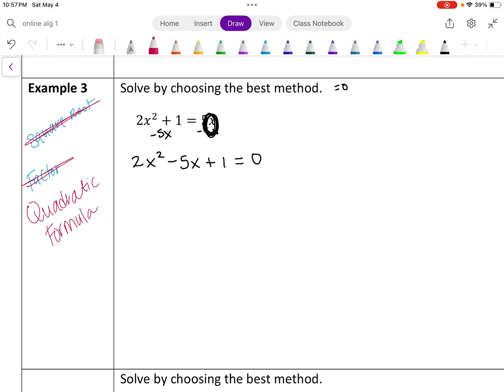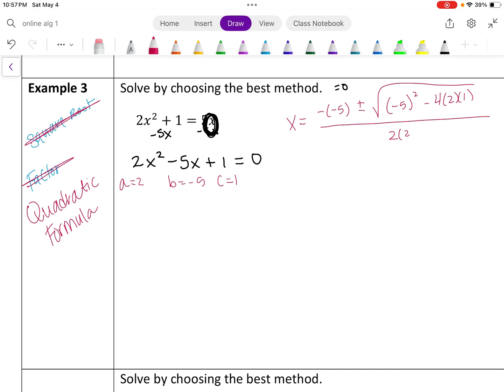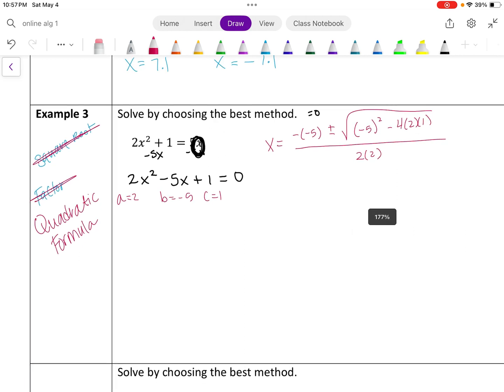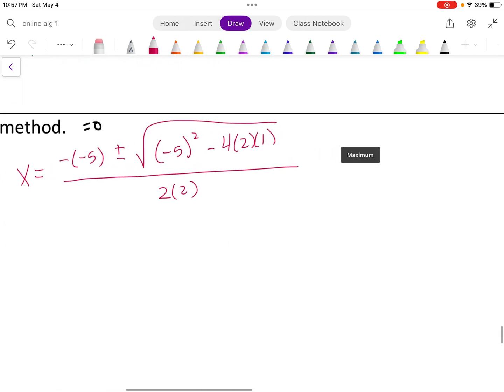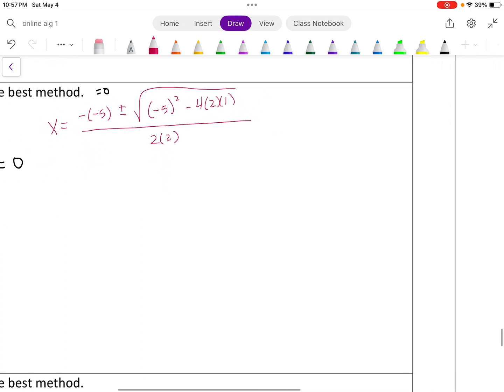That's our ticket formula. Okay, A is 2, B is negative 5, C is 1. All right, well, x equals negative b plus or minus the square root of b squared minus 4 times a times c all over 2 times a. Okay, here we go. I'm going to zoom in on this.